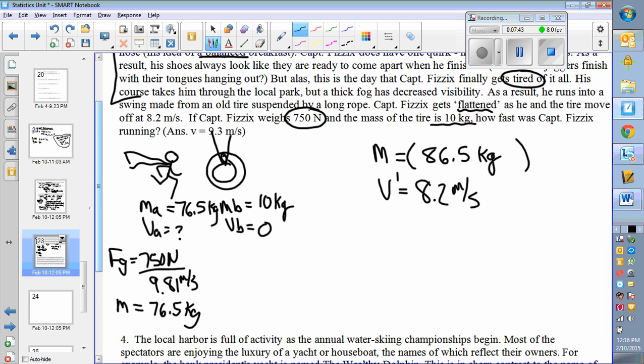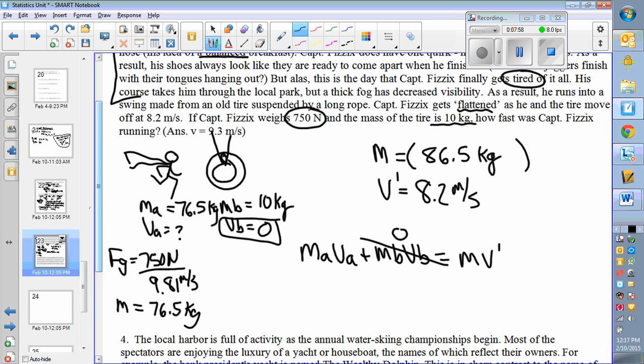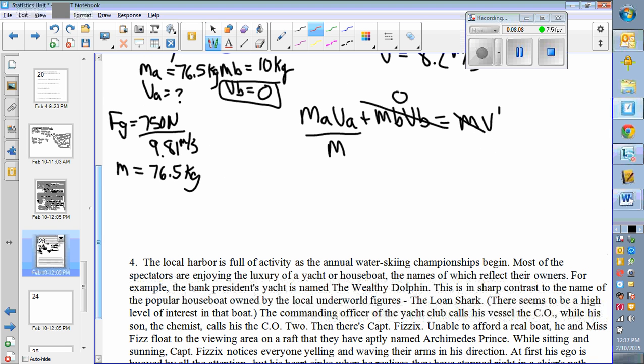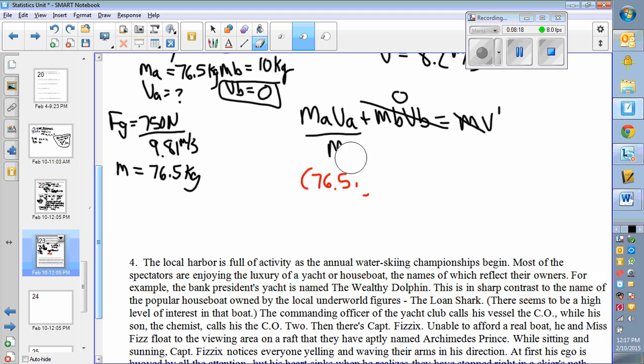And we're ready to solve this question. So it's just an MAVA plus MBVB equals MV prime question. Speed of tire is 0 before, so that's gone. So it's really just MAVA over M to get VB prime. So we take our mass of Captain Physics, 76.5 kilograms. Oh, sorry, we're not solving for V prime. Oops. Let's rearrange this properly.